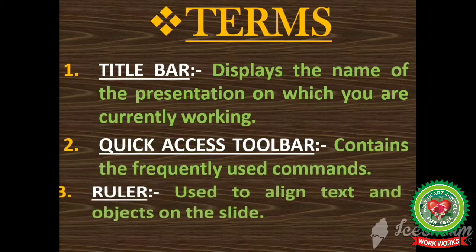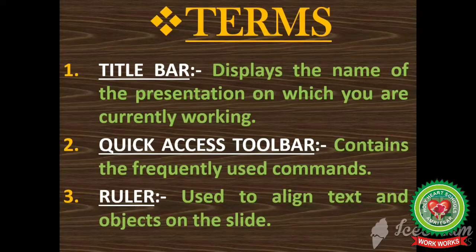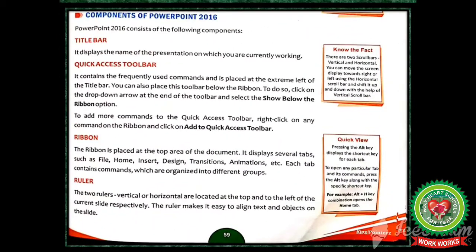And the third is Ruler, used to align text and objects on the slide. Align means to arrange the text and objects on the slide. Now, from page number 59, we will do the first component of PowerPoint 2016, that is title bar.